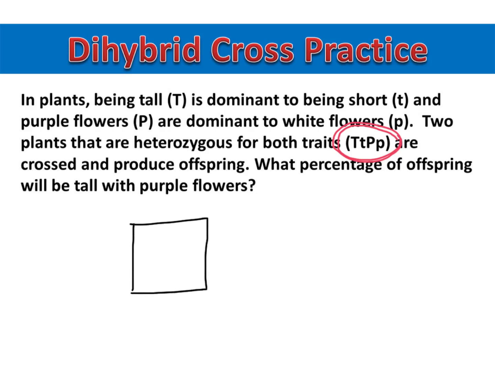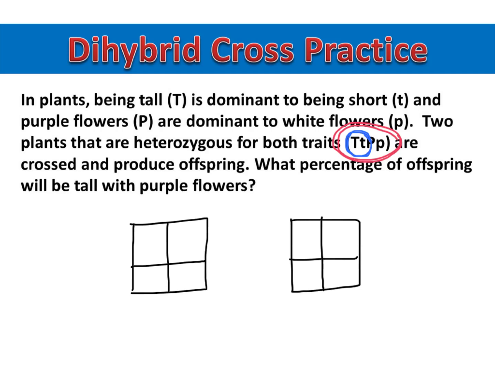Since I'm dealing with two traits, I will make two Punnett squares. My first Punnett square will be about height. And so since they're both heterozygotes, I'll put one across the top, one down the side, and fill it in.